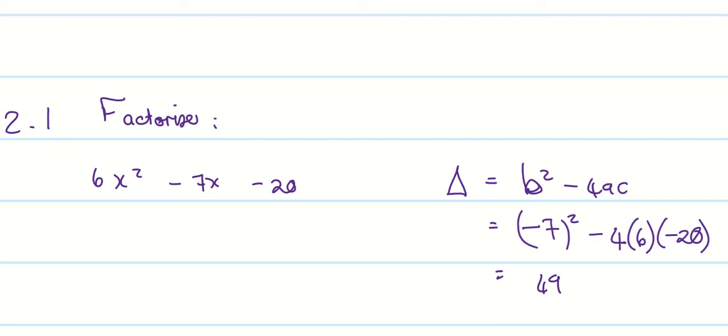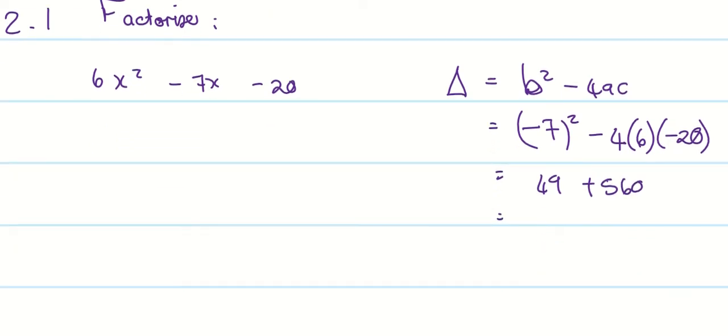That will be 49 minus 4 times 6 times 20. Alright, but can we simplify 4 times 20? What's negative 4 times 20? It's positive 80. 80 times 6, so 8 times 6 is 48. So I'm going to say plus 480, 49 plus 480, it gets me to a total of what?